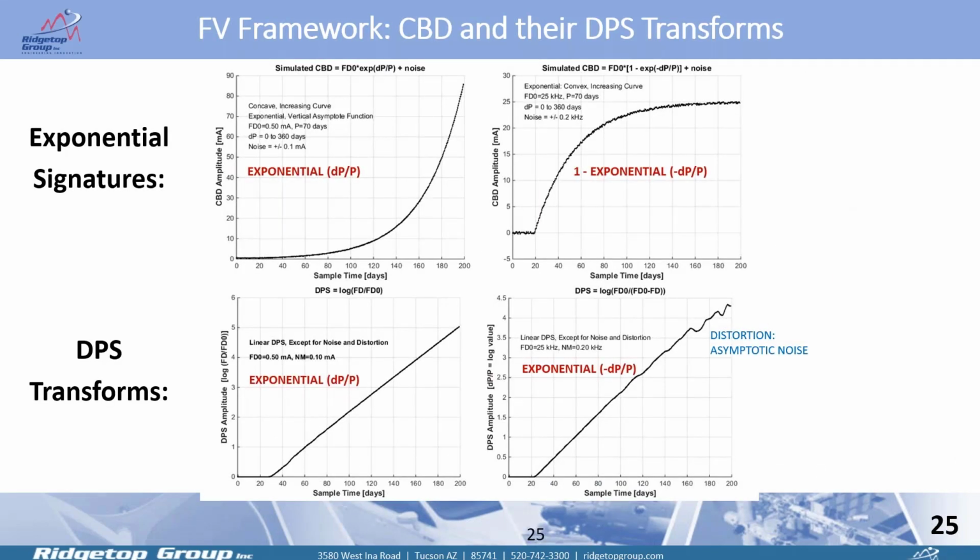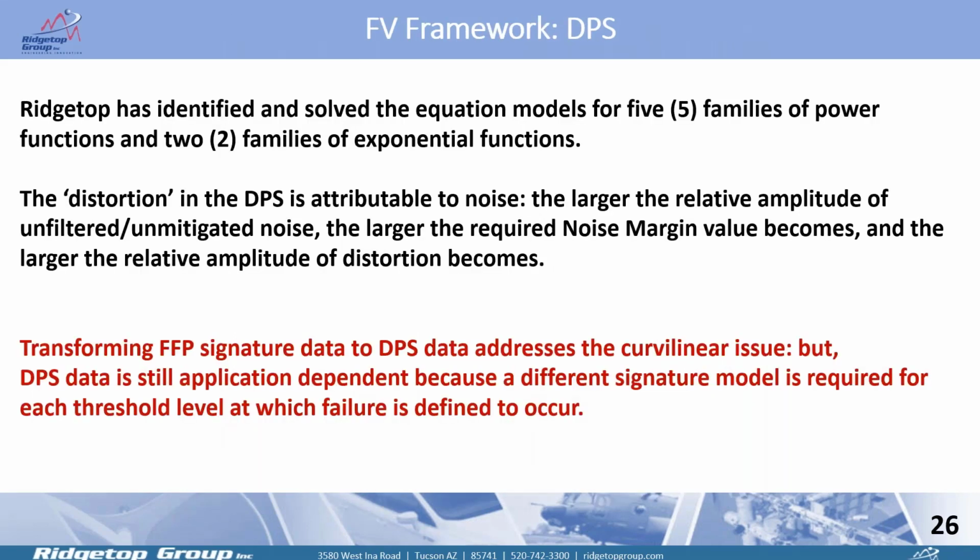That DPS stands for Degradation Progression Signature. And it also works for exponential curves, not just power, but exponential. Those are 2 exponential curves, and down below is the equivalent degradation progression signature. And that data comes from a simple substitution into the solved model. Next. So we at Ridgetop have solved the equation models for 5 families of power functions and 2 families of exponential functions.